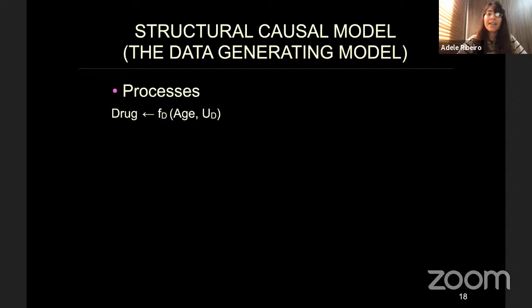And we want to understand the headache. So I have a headache if I don't take the drug or if I take the drug. So this depends on the drug, and also depends on the age. So this is the data generating model. It's a very simple example here with just two functions.